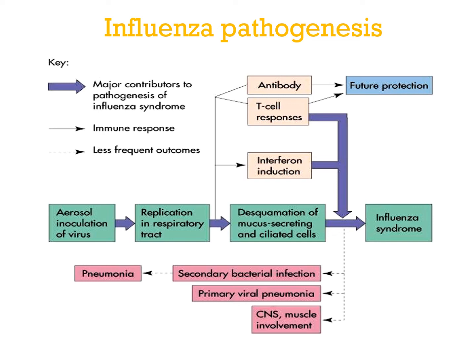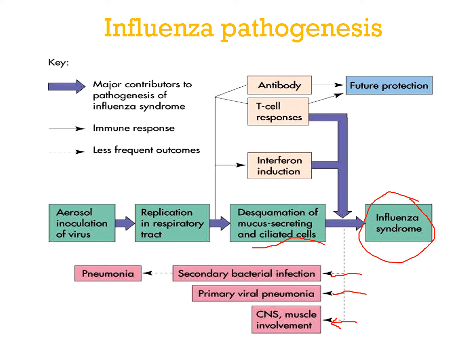So after the influenza symptoms develop, and as a result of desquamation and loss of the ciliated cells, this might lead to secondary bacterial infection, or this might lead to the influenza virus reaching the lower respiratory tract and causing viral pneumonia. CNS and muscle involvement is not a major finding in influenza infection.